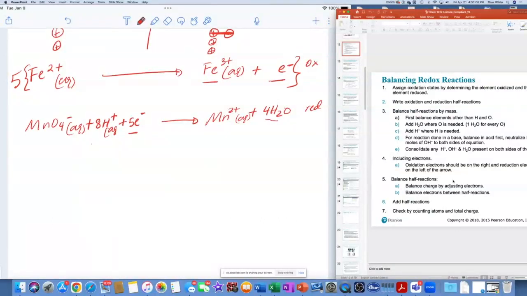Okay, I'm not going to rewrite it. I'm just going to use it right here. So we're going to have 5 Fe 5. Okay, in doing so, look at that. Now our electrons match. This one here matches this.